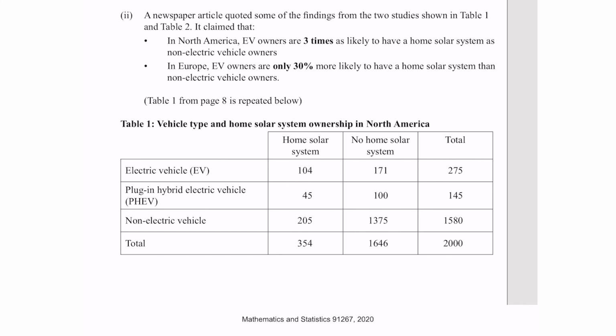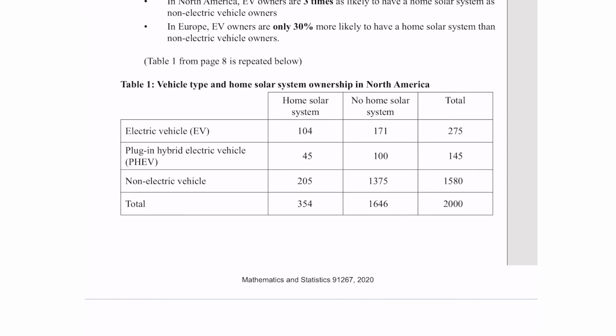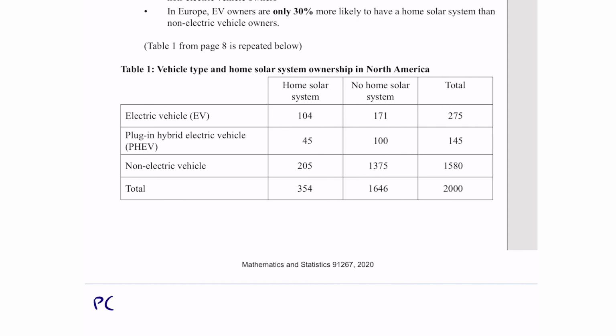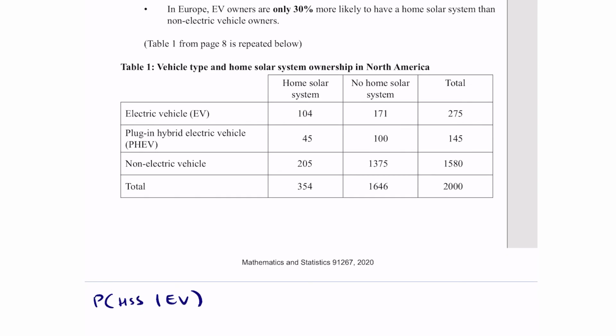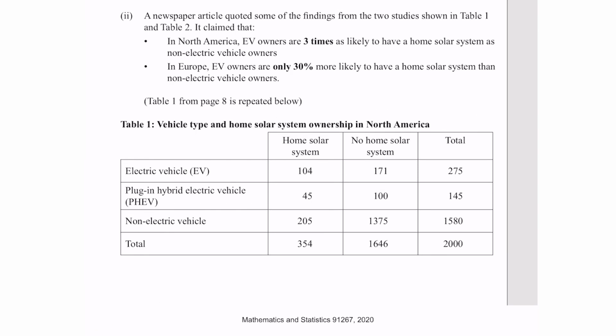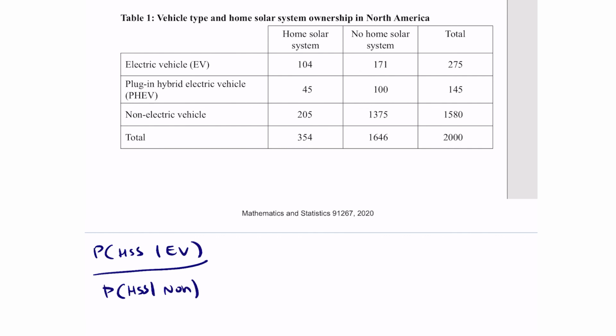So what are we looking at here? EV owners are 3 times as likely to have a home solar system as non-electric owners. So what we're saying here is we want the probability that, given that you are an EV owner, you have a home solar system, and we want to compare that to the probability of having a home solar system if you have a non-electric car. So we'll say non. So how do we work this out?